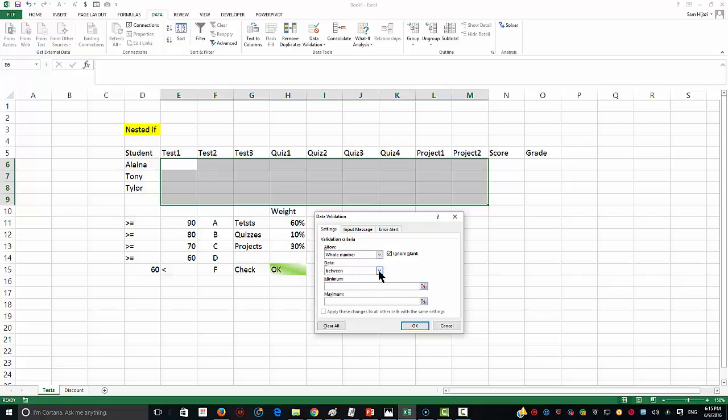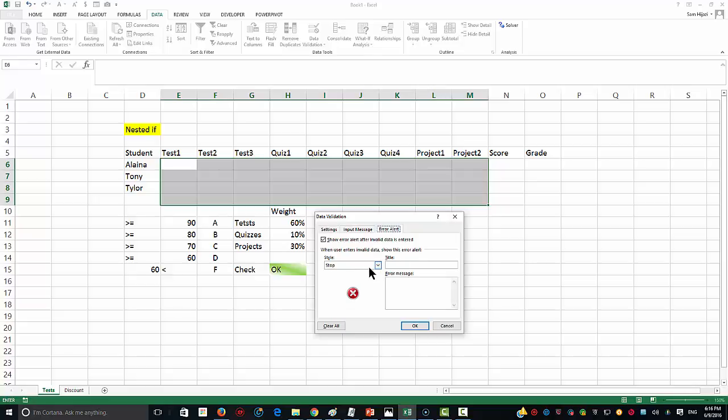And the value must be between 0 and 100. If that is not the case, I'm going to leave it as Stop, the most restrictive of all. And maybe I'll say to the professor, go ahead and wake up. You are entering the wrong data. Wake up. Check that score. Don't mess up the score for the kids, or whatever appropriate message.